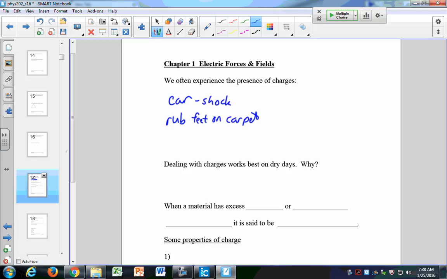Dealing with charges works best on dry days. Does anybody know why that is? Like when we went to Colorado over the break, we were getting shocked all the time. Does anybody know why in a dry environment you build up static electricity a lot more effectively than you do in a moist environment?